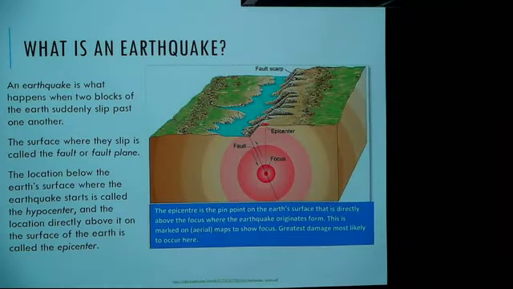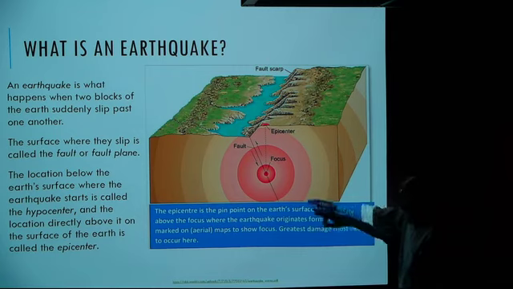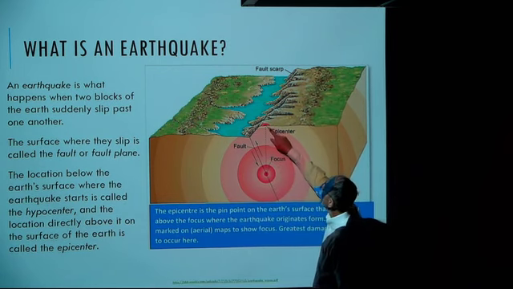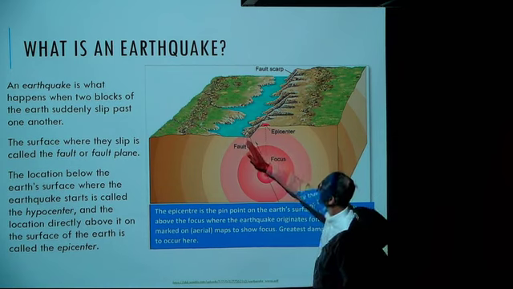Okay, what is an earthquake? This is going to be a bit of a review. An earthquake is what happens when two blocks of the earth suddenly slip past each other. The surface where they slip is called the fault or the fault plane. The location below the earth's surface where the earthquake started is called the hypocenter, and the location above it is called the epicenter. So the focus or the hypocenter is here. That's where the actual earthquake occurs. The epicenter is the nearest place on the surface of the earth. Here's the fault.